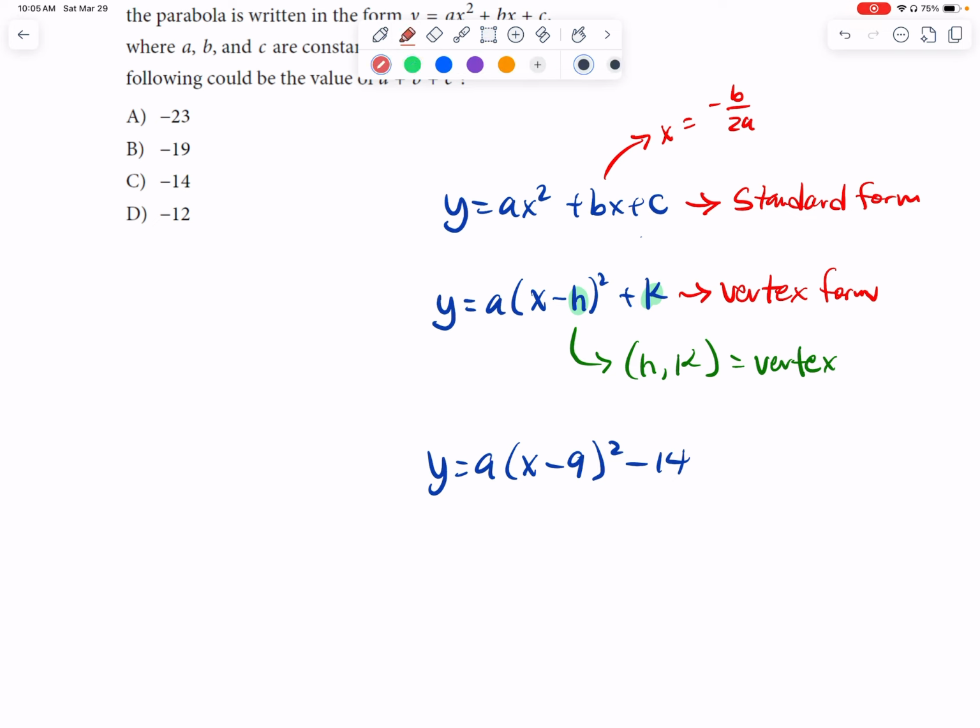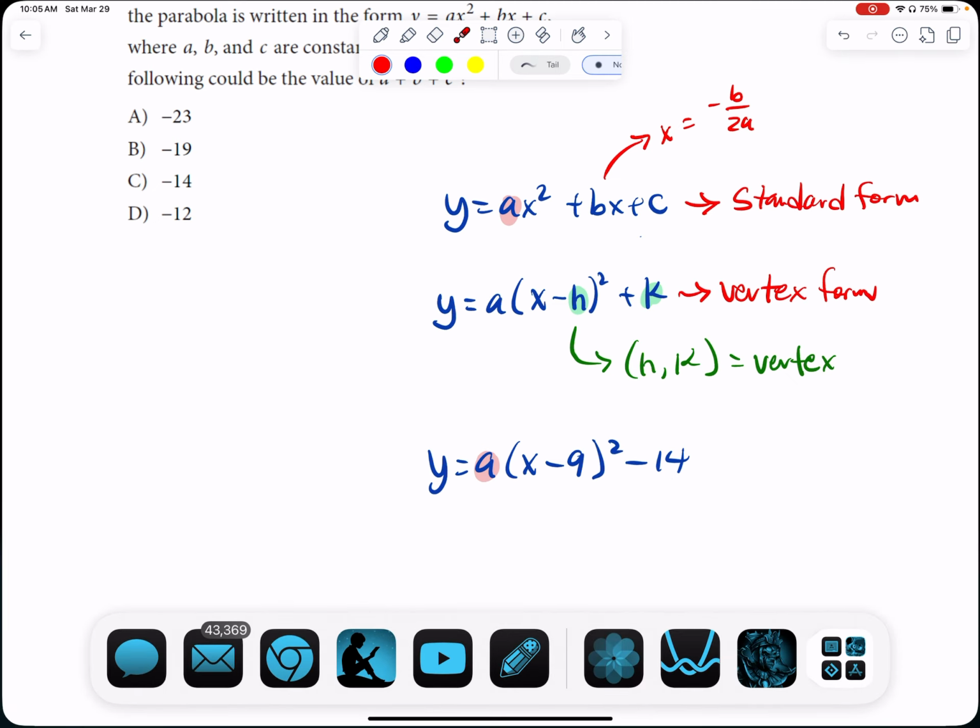Speaking of a, I do want you to pick up on the fact that this a is the exact same a value for your standard form. So you're kind of part of the way there. But notice that also you don't know from this equation what the b and the c value is. So we'll have to figure out what that is all about here in a second too.